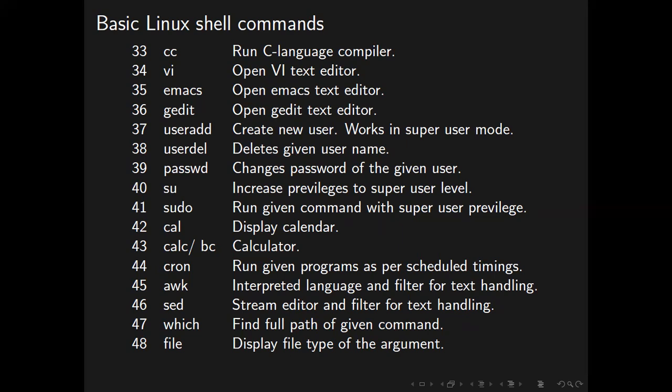Then cal for calendar. By default, it will display the calendar for the current month. Whereas if you specify a year, it will display the calendar for a full year. Or you can specify month number and year for the calendar of a particular month in a particular year.